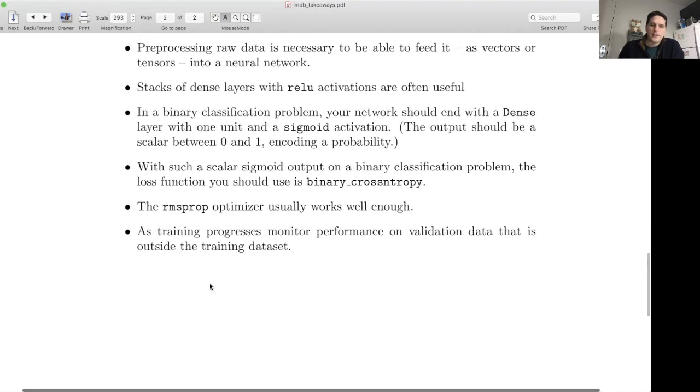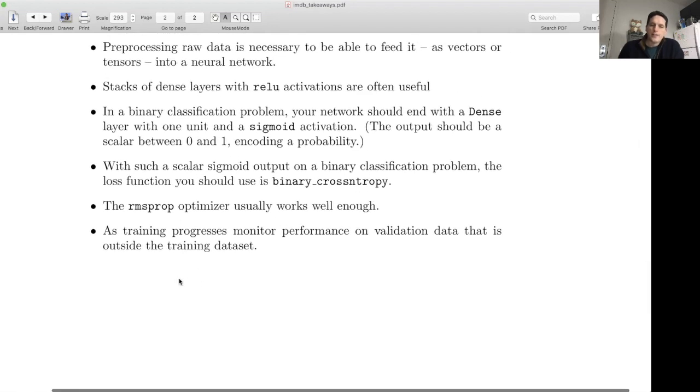Here's a really key point. As your neural network training progresses, you have to monitor your performance on a validation set in order to see if you have begun overfitting the training data.